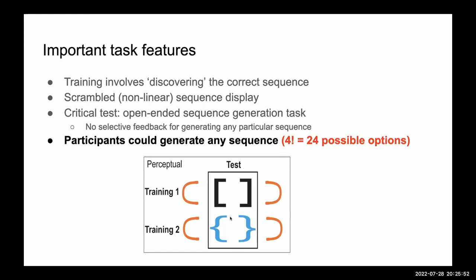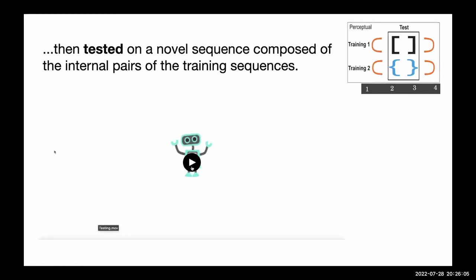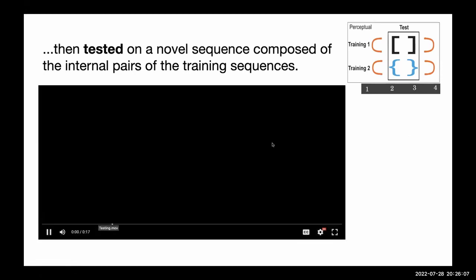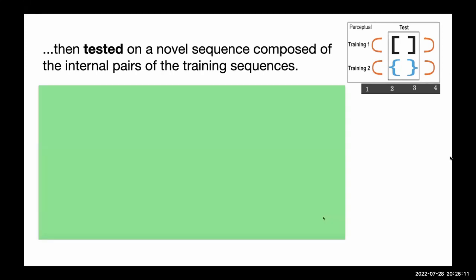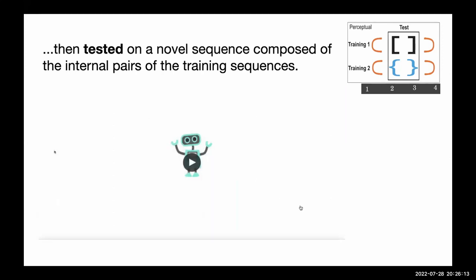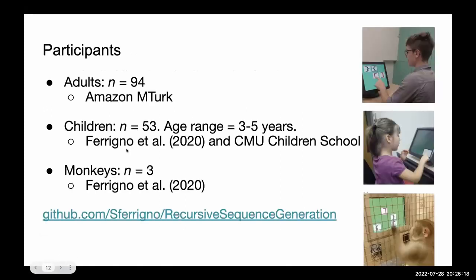And importantly, in the test condition, participants are shown these stimuli which they've never seen together before. So just to give you an example of participants producing whatever sequence they want and still getting correct feedback. So this is a general overview of how the task works.